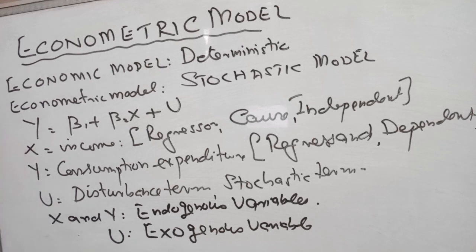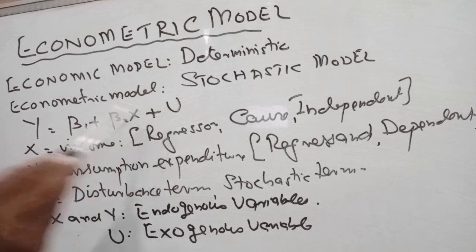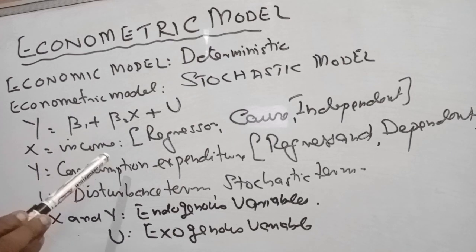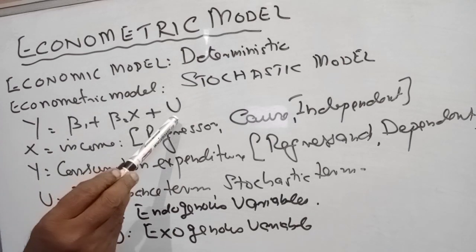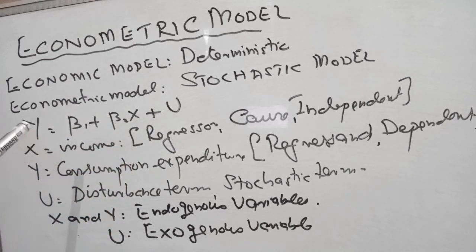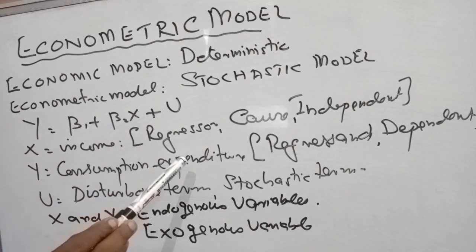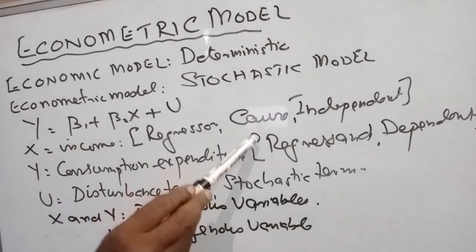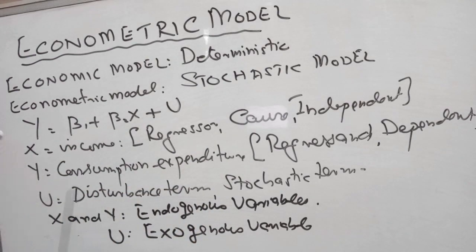And this is the model. Y is equal to beta 1 plus beta 2 x plus U. This is the Keynes model for consumption modified in econometrics. This modification is U. What is X? X is the income. It is independent. It is a regressor. It is the cause variable. Y? Y is the consumption expenditure. Y depends on X. Consumption depends on income. So Y is the regressand or dependent variable.